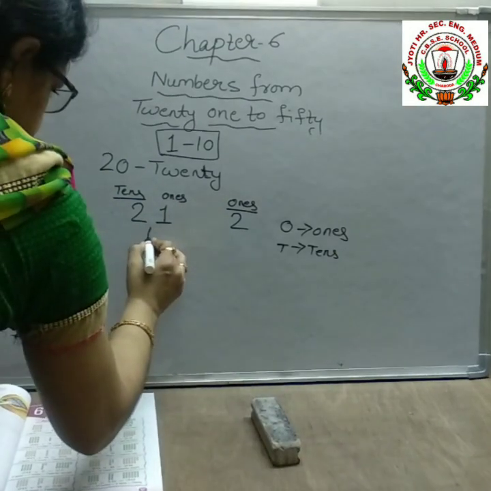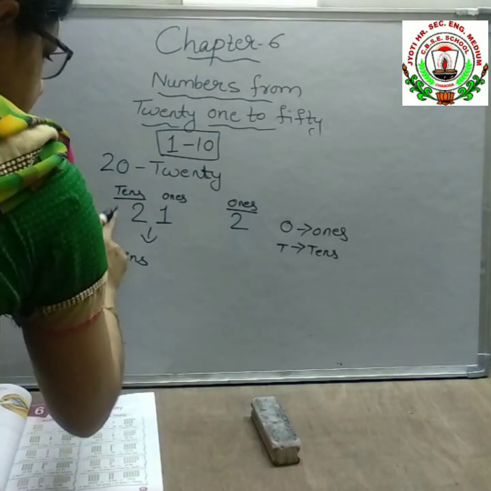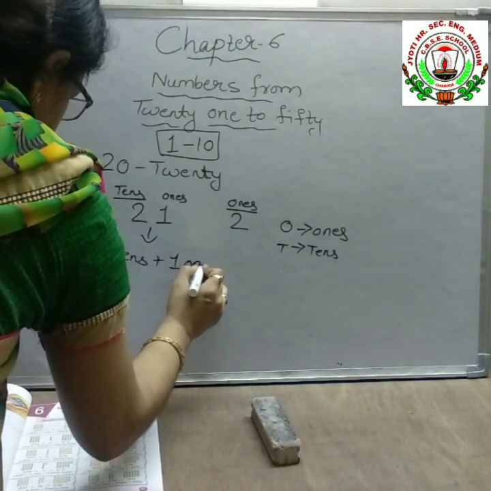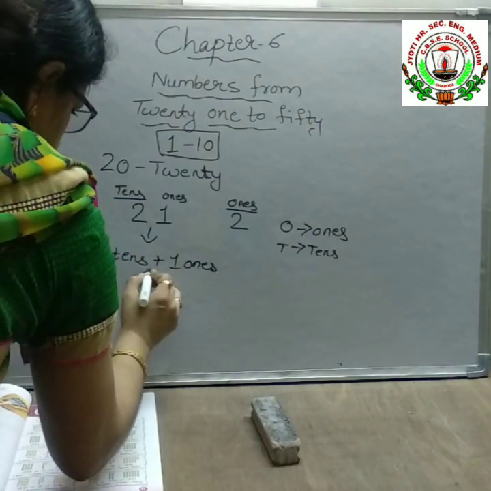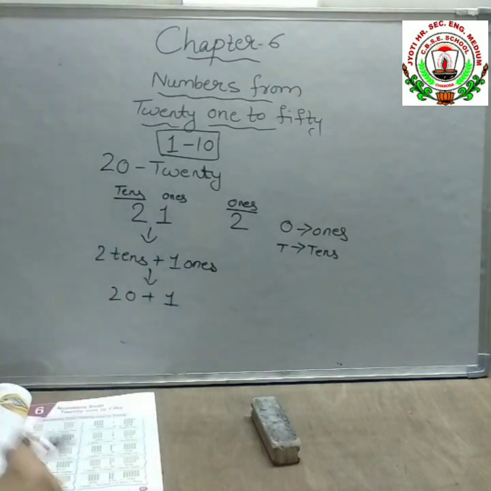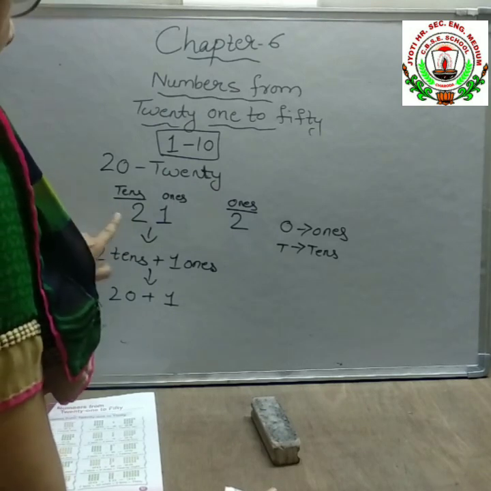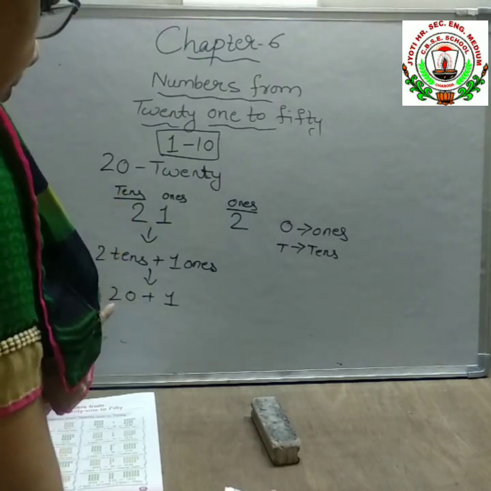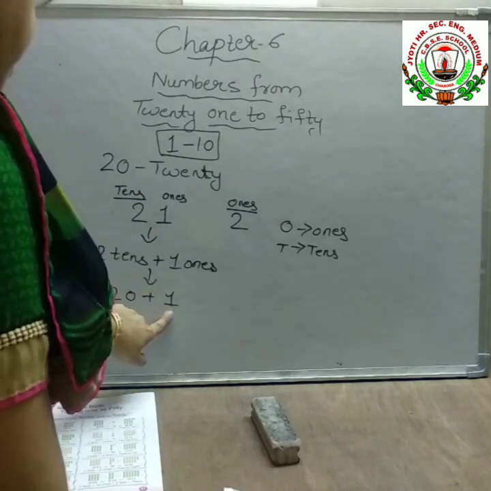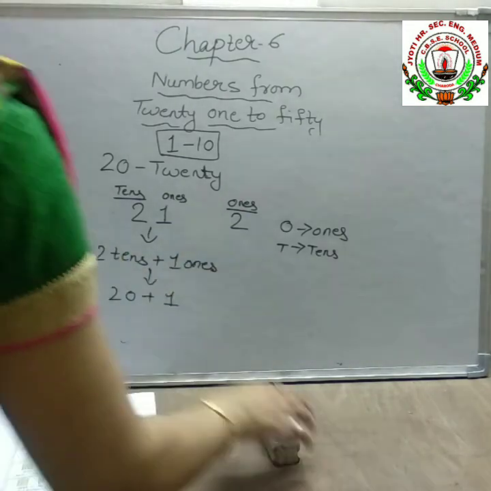You can write this as 2 tens because 2 is in which place? Tens place, and 1 is in ones place. So this tells us the position at which the number is. 2 is in the tens place, so 2 tens. 1 is in the ones place, so we have written only 1. So if you know this position, you will easily write the number name.